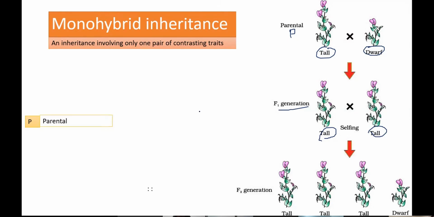P, the parental generation, is symbolized by P. F1 is the first filial generation. F2 is the second filial generation.